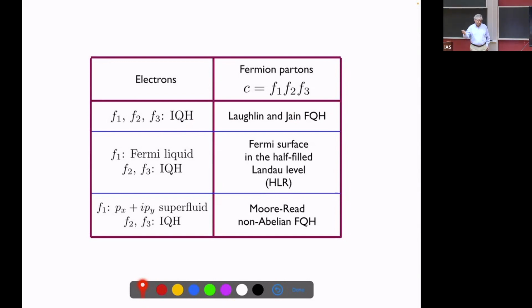All right, so that's one possible result of this, the Laughlin and Jain fractional quantum Hall effect. This actually gives you the 1/3 state. The simplest example is where F1, F2, F3 all occupy a single Landau level. That's the Laughlin 1/3 state.